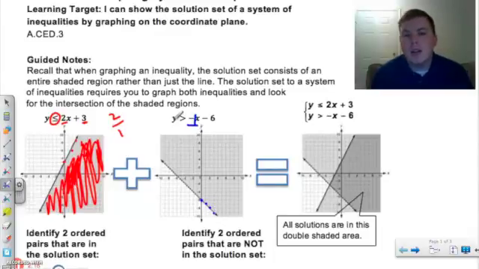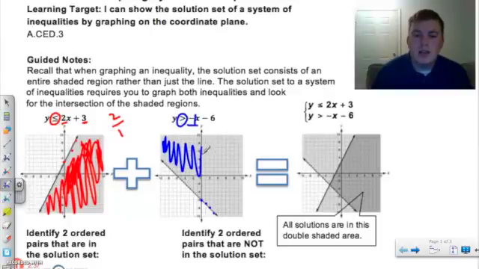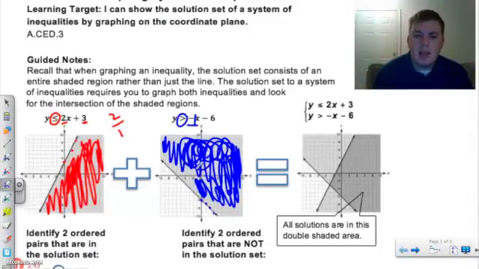Now we need to take a look at the inequality symbol to see whether we need a solid line or a dashed line. If we look at our symbol, it is a greater than sign. Since we do not have that equal to bar underneath it, we're going to need to draw a dashed line as is shown in your notes. Also, since it's a greater than symbol, we need to shade above our inequality. And remember that anything in this blue shaded region is going to be a possible solution.